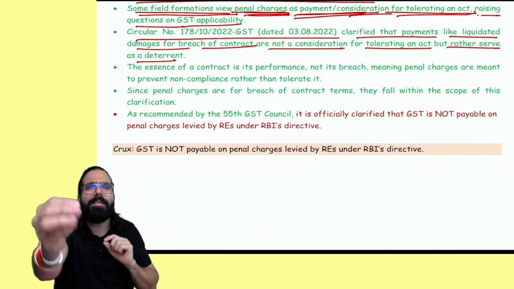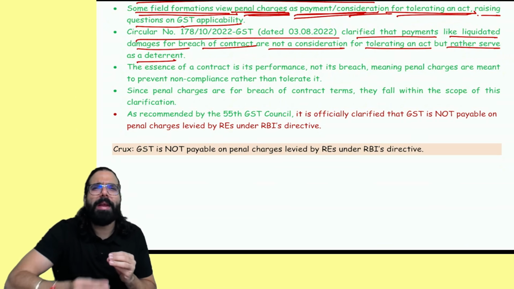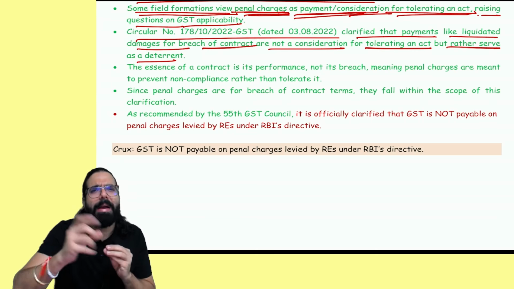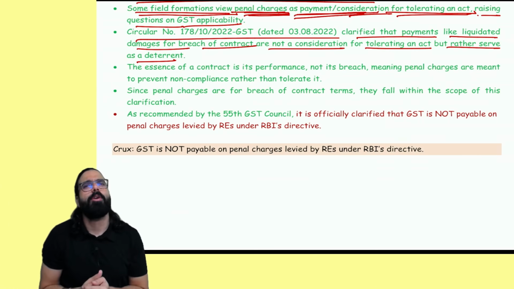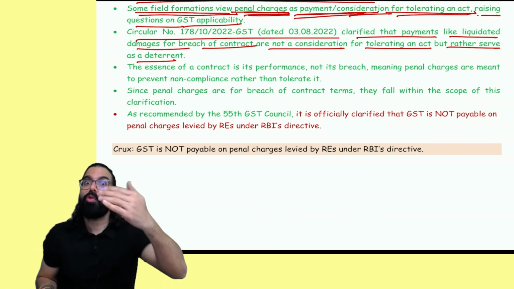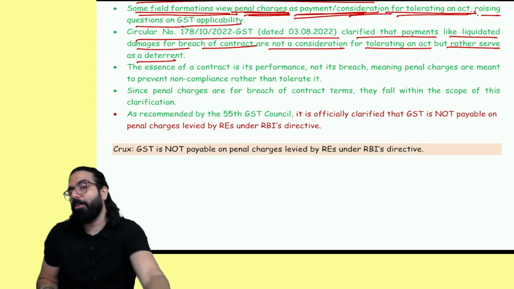Means why is the bank charging you penal interest? If you don't pay the EMI on time, the bank will charge you penal interest. Why? So that you start making the EMI payment on time. Or is it because the bank wants to tolerate your act? For tolerating your act, is the bank charging you penal interest?